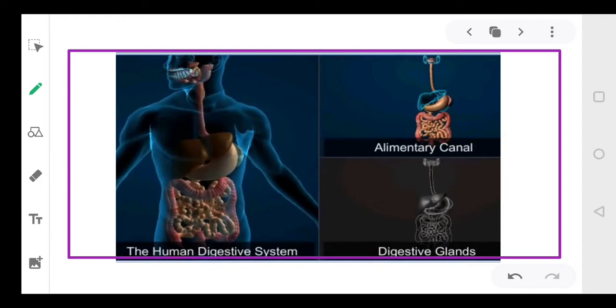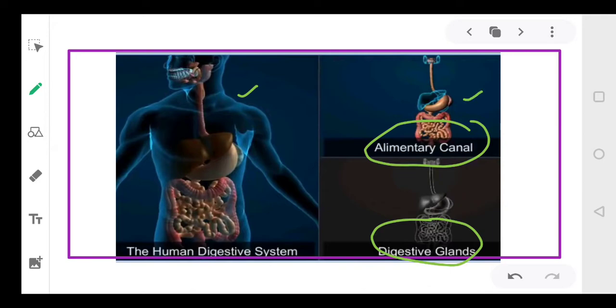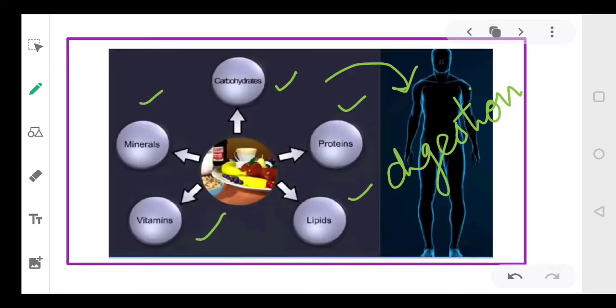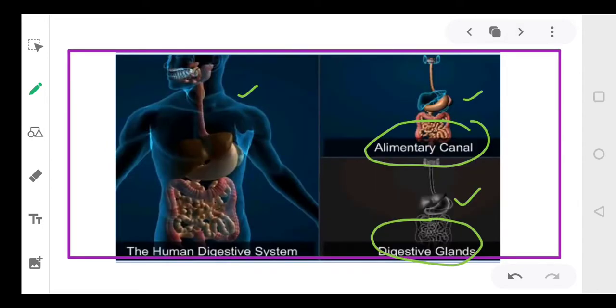That is why we have a human digestive system. Your digestive system is comprised of the alimentary canal and the digestive glands. These are the two main components, and together they constitute the human digestive system. As I told you, digestion means our food is converted from complex materials into simple materials, and this function is brought about by the alimentary canal and the digestive glands.